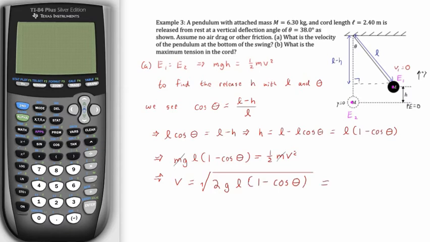Okay, and we can go ahead and plug in those values and see what we get. Okay, so let's go over to our calculator here. And we want to take the square root. All right, and inside that square root, we're going to have 2 multiplied by 9.8, the value that we use for gravity, times our given length of the pendulum arm of 2.4 meters. Okay, and we need to insert a multiplication in there.